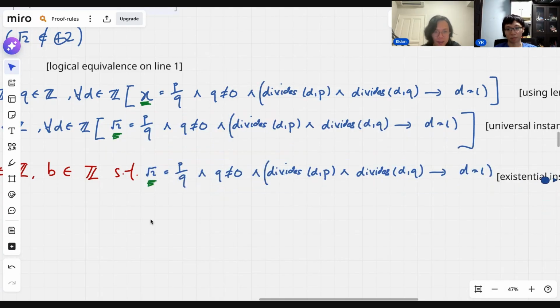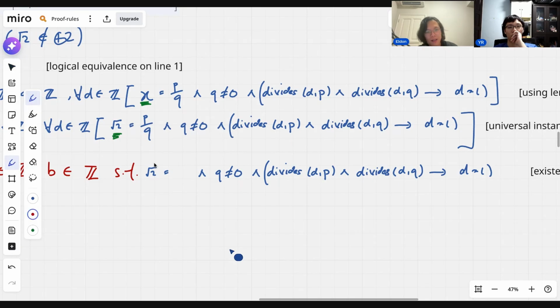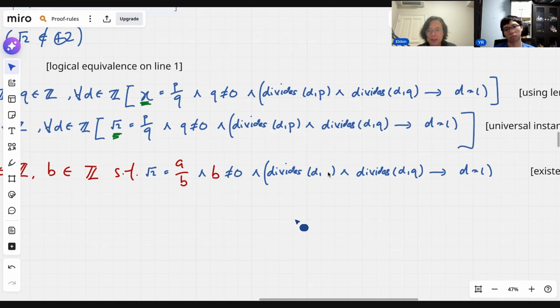So put this here. I gotta delete my squiggle. Okay, delete that too. So this A over B, right? And here we're saying that B is non-zero. And here we're saying that for all D, if D divides A and D divides B, then D is equal to 1.